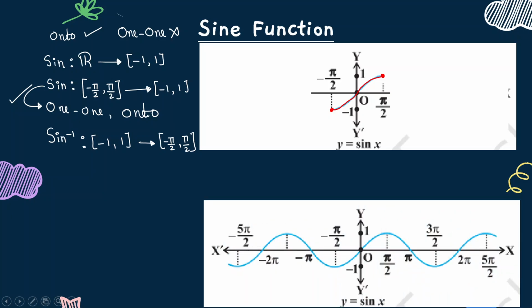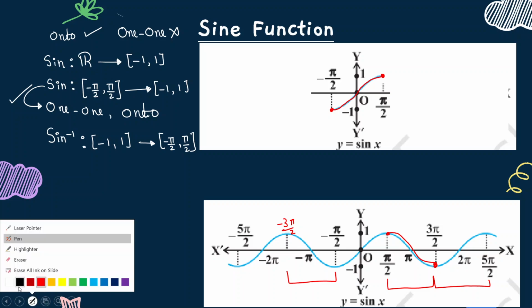If we see the graph again, and if I consider pi by 2 to 3 pi by 2, that will also work. Similarly, 3 pi by 2 to 5 pi by 2 will also work. Similarly, minus pi by 2 to minus 3 pi by 2 will also work as my domain of the sine.